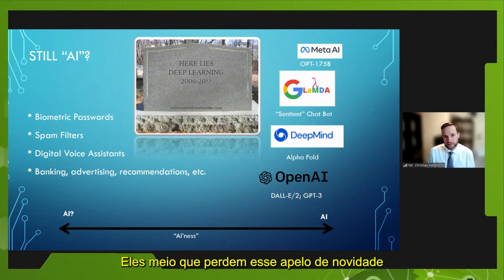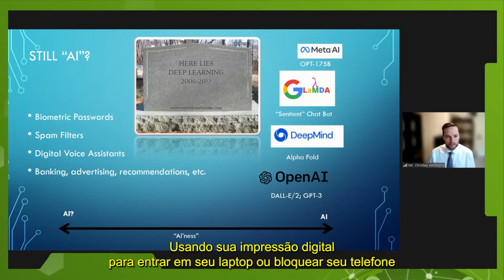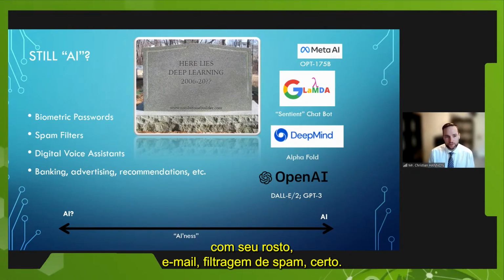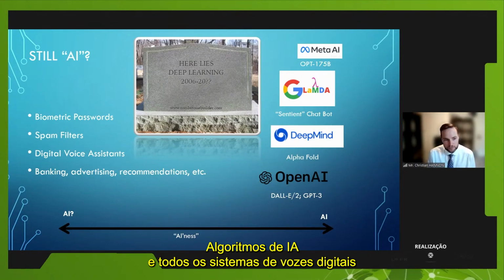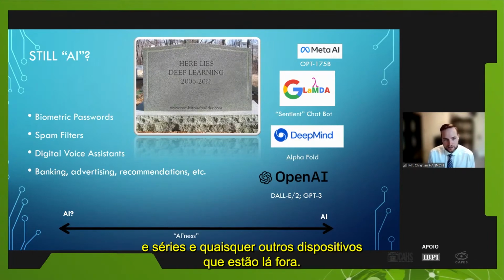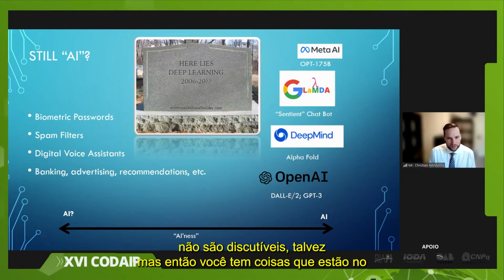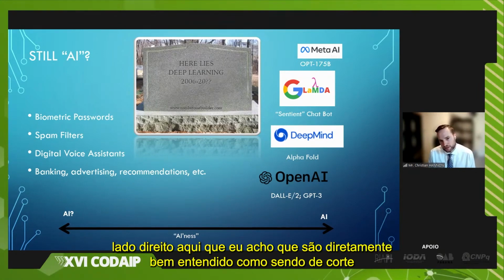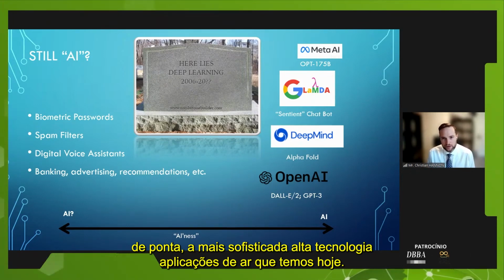They kind of lose that novelty appeal, things like biometric passwords, right? Using your fingerprint to log into your laptop or unlock your phone with your face. Email spam filtering, right? Everybody takes that for granted, perhaps, but it's largely driven by sophisticated AI algorithms. And all the digital voice assistants that we use, the communications that we have with our Alexas and Siris and whatever other devices that are out there, right? So are they AI? Are they not AI? That's debatable maybe, but then you have things on the right side here that I think are squarely well understood to be cutting edge, most sophisticated high-tech applications of AI we have today, right?